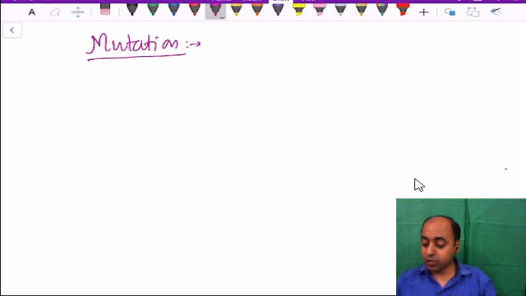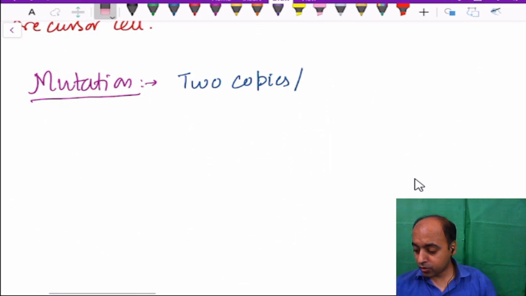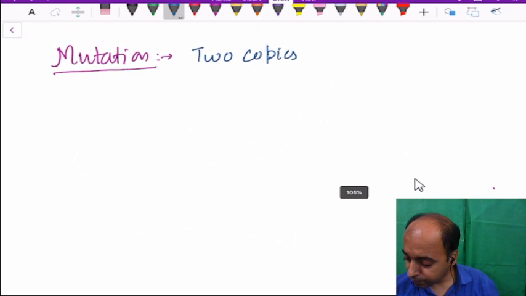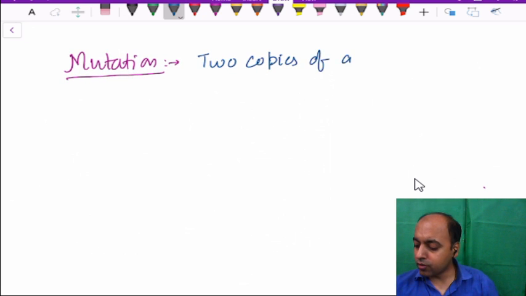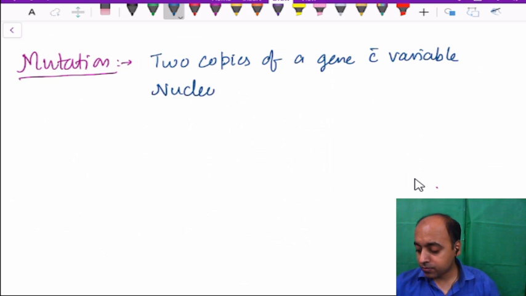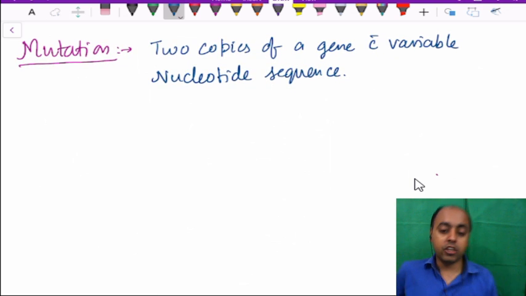Basically, when I say mutation, this means we are talking about 2 copies of a gene with variable nucleotide sequence. This is what I said. When you change one or more nucleotides in a given gene, that is what we know as mutation. So we have two copies of a gene, both of them have a variable nucleotide sequence.